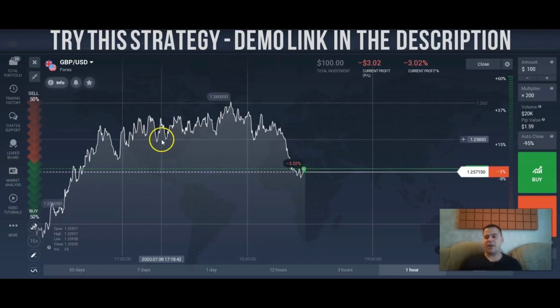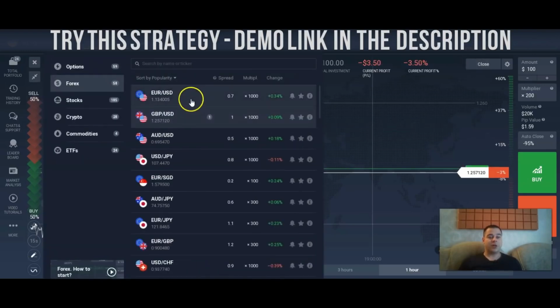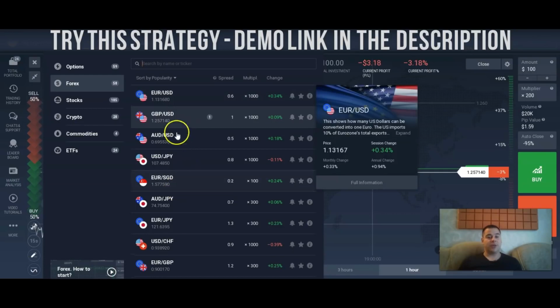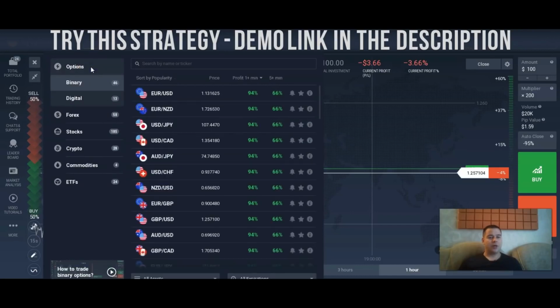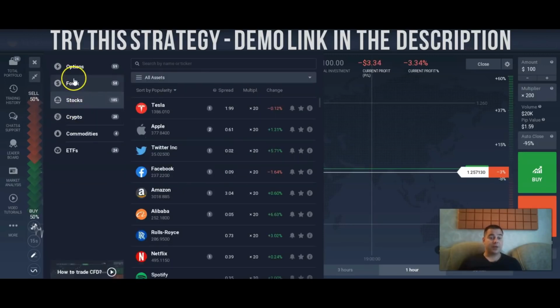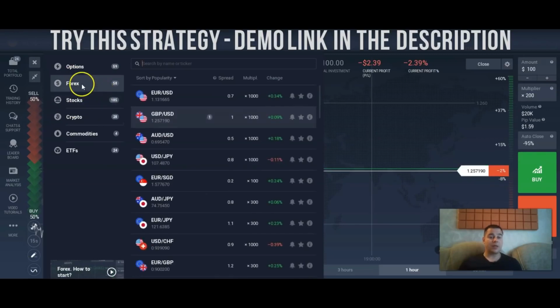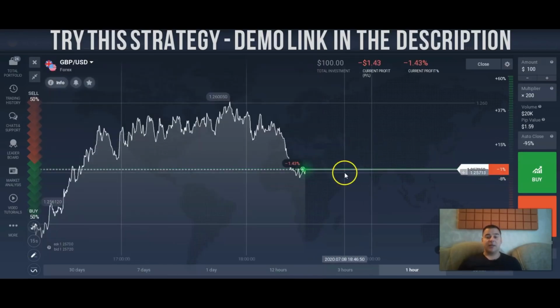The main point of this platform is that it gives you tons of opportunities to make money on. For example, 58 available assets right now in this moment in the Forex. So there are options like binary and digital, up to, as you can see, 94-95%, stocks of course, and the Forex. Let's talk about Forex today.